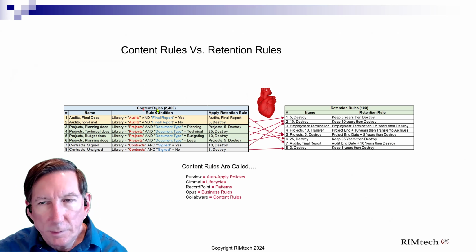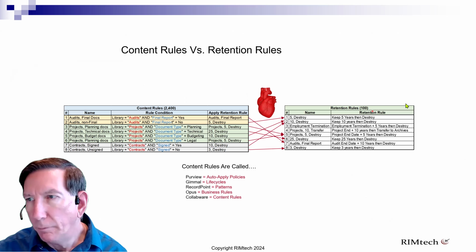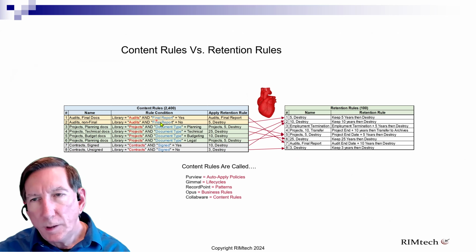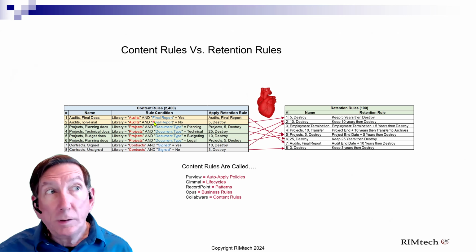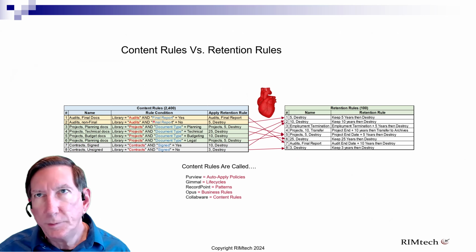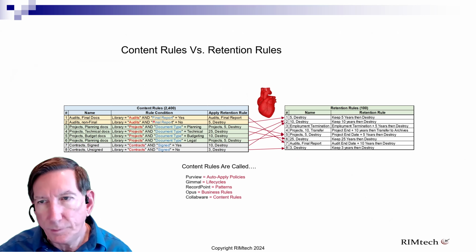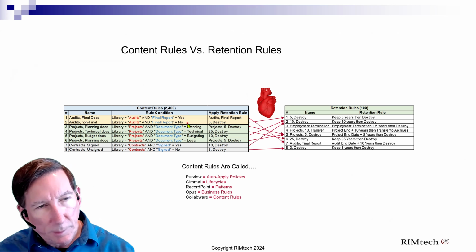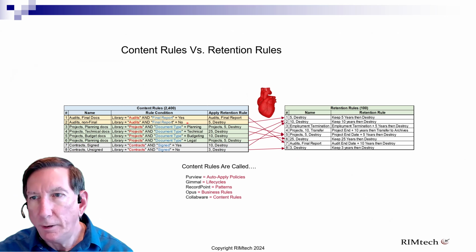Notice that every content rule has a name. Every retention rule has a name. Okay? So what about the other documents in this audits library that aren't the final report? The emails, the spreadsheets, the data, the versions, everything else. Well, that's library equals audits and final report equals no. That's the condition that meets the remaining documents in that library.